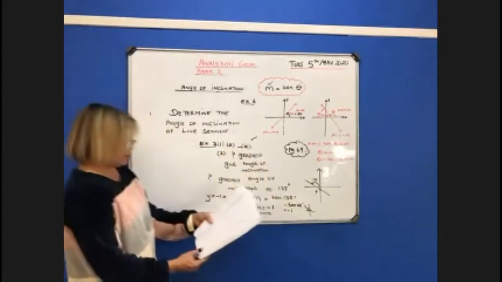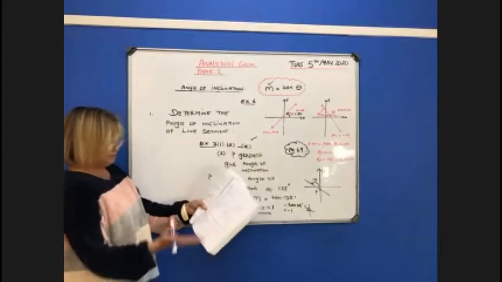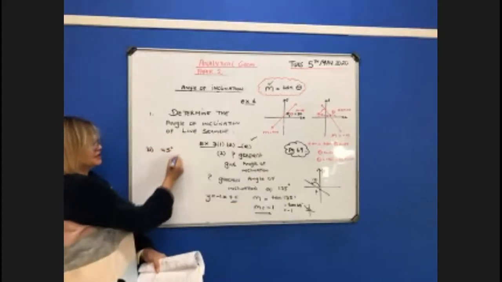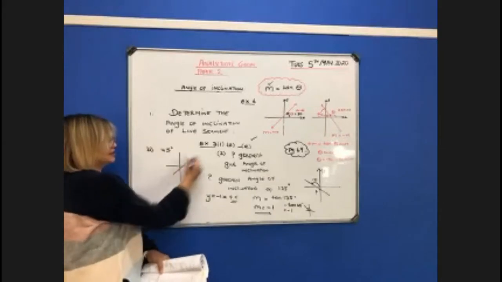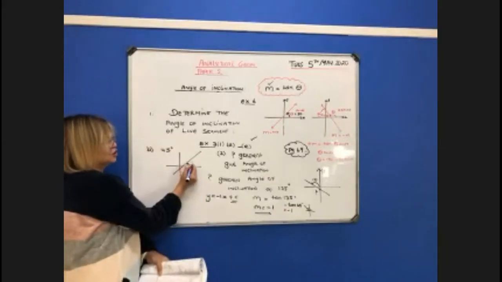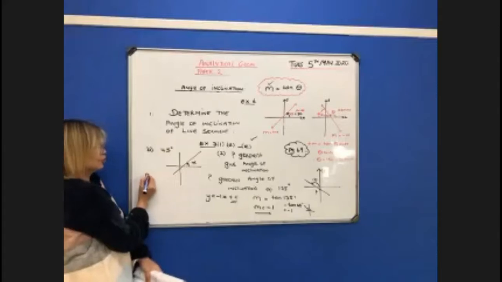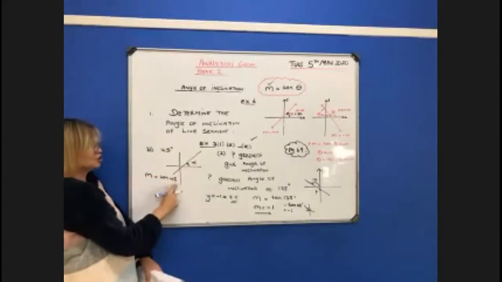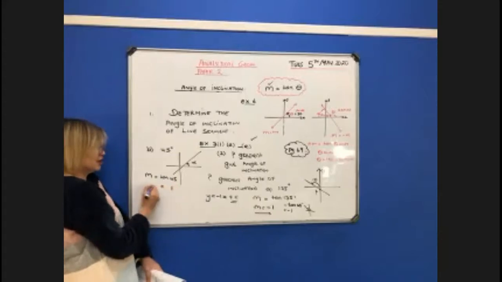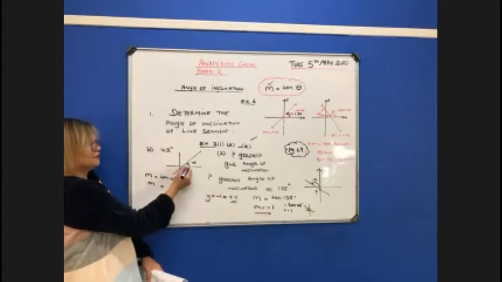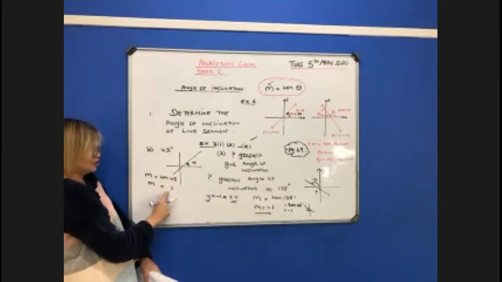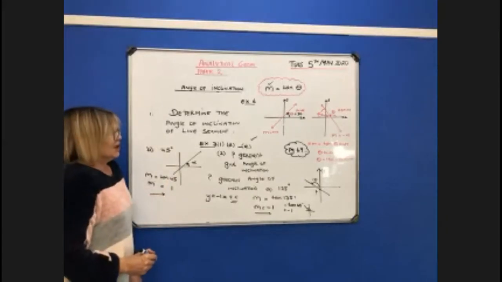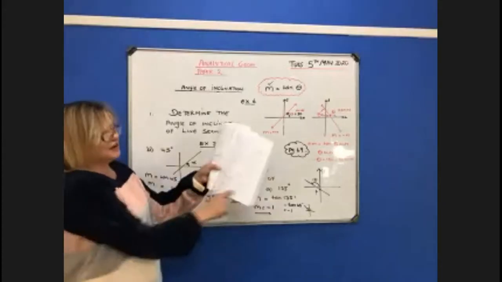I'll do number B. They said the angle is 45 degrees. Do you agree that is an acute angle? So the gradient will be positive. Gradient equals tan of the angle of inclination. That's a special angle. We know the ratio is 1. So therefore the gradient is just 1. So they said, what is the gradient? Okay, so those are very easy examples.